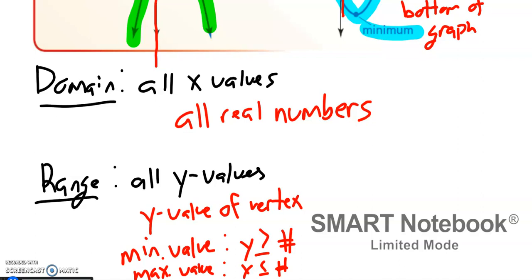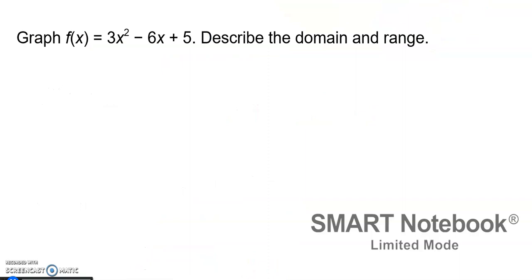Again, domain 99% of the time is going to be all real numbers. In the range, if it's a minimum, it's y is greater than or equal to the y value of the vertex. If it's a maximum, it's y is less than or equal to the value of the vertex. Let's do a quick example.